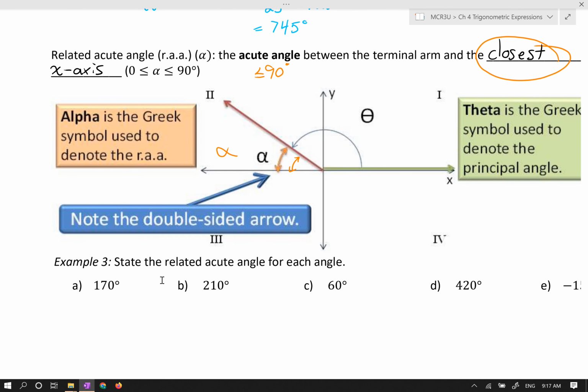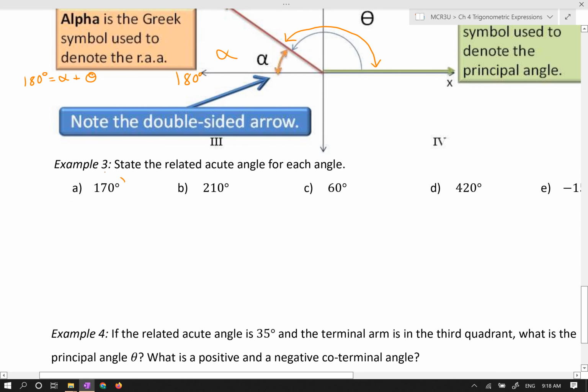So in this case, we're working in quadrant 2. In quadrant 2, we're comparing to this 180 degree angle because that is the closest x-axis. Now, my related acute angle, along with my principal angle, makes up this 180 degrees. So I would write here, 180 degrees is equal to my related acute angle plus my principal angle. And that's going to be the kind of logic that we use to calculate our related acute angles as we work forward. So let's try it out.